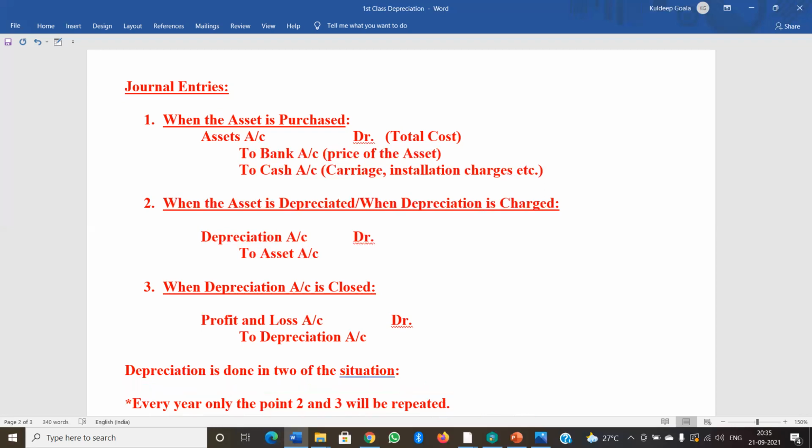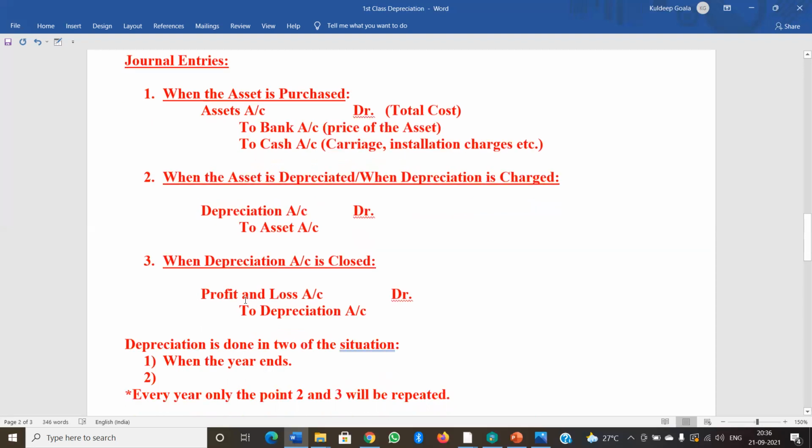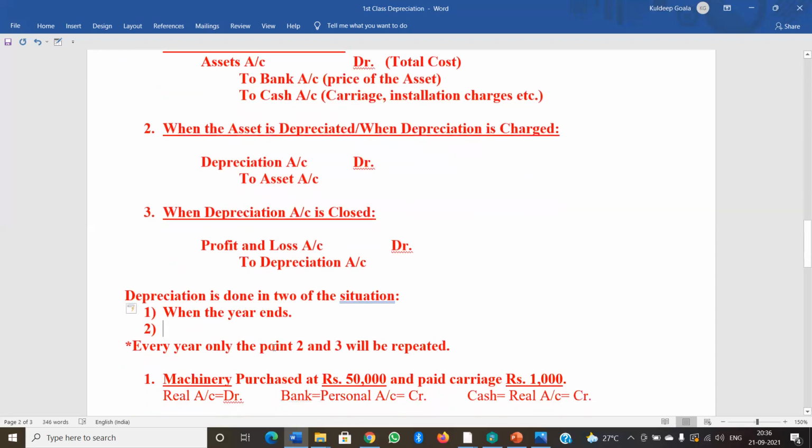Two situations. Number one, when there is year ending, or when the year ends. It can be 31st December, it can be 31st March, depending on whatever the business is following. When the year ends, at that time you have to do the depreciation.